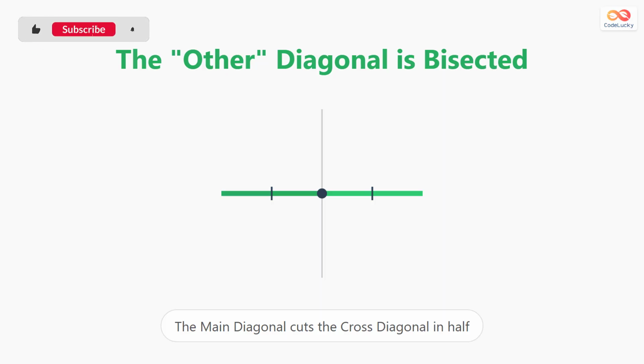Here is the core concept of this lesson. The main diagonal bisects the other diagonal. To bisect means to cut exactly in half. So, the vertical line cuts the horizontal line into two equal segments.